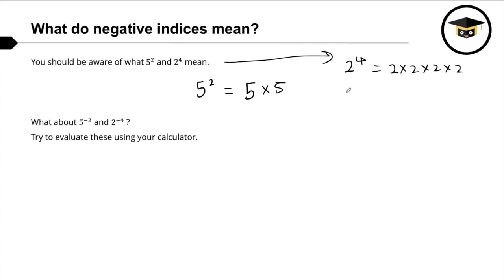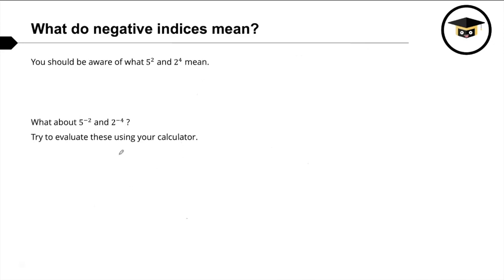Now, what about 5 to the power of negative 2 or 2 to the power of negative 4? What does that mean? By the same logic, can we multiply something a negative number of times? Not really. But what we can do is we can actually divide. But first, let's try and evaluate what these two numbers are using our calculator.